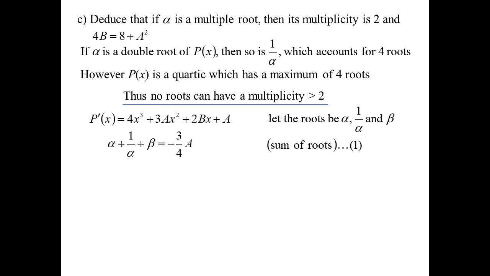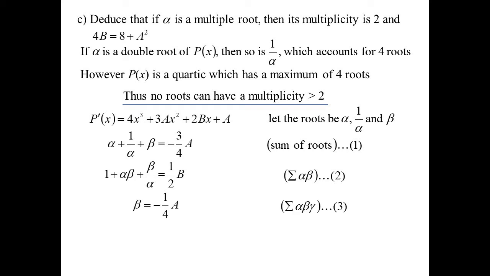Beta will be the third one, whatever it happens to be. Sum of the roots 1 at a time will give me minus 3/4 a. Sum of the roots 2 at a time will give me 1 plus alpha beta plus beta on alpha. And sum of the roots 3 at a time will just give me that beta is minus 1/4 a. Okay, well that's nice at least. I can eliminate the betas. So if I substitute that third one, the beta, into the first one, I end up with this. Alpha plus 1 on alpha is minus 1/2 a.